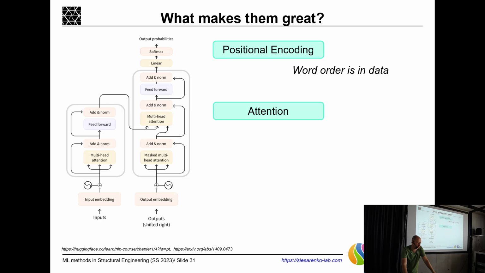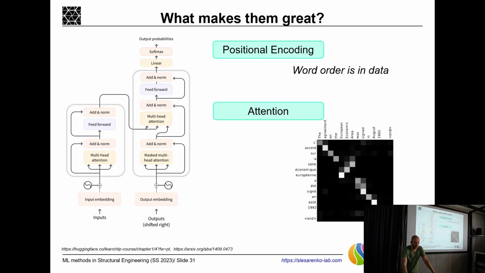So right now you are not looking at one word, you're looking at multiple surrounding words. This is a very interesting example from one of the papers devoted to translation. You see on the top the English version: the agreement of the European Economic Area was signed in August 1992, dot, and then this end symbol. And on the left, you see the French translation of that. I don't speak French, so I would not even try to pronounce it.